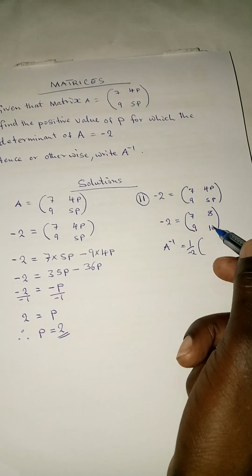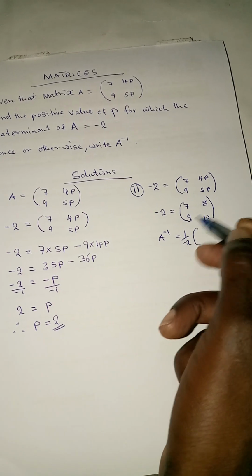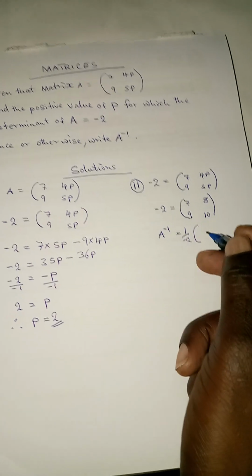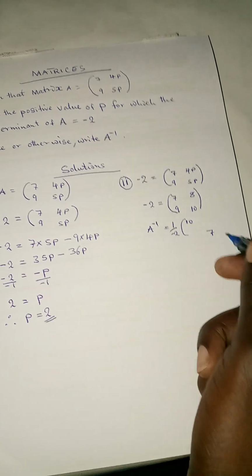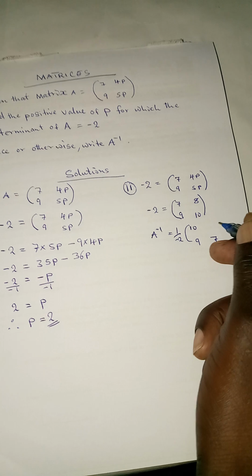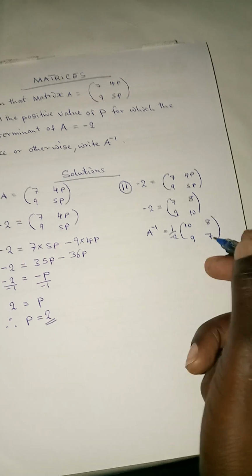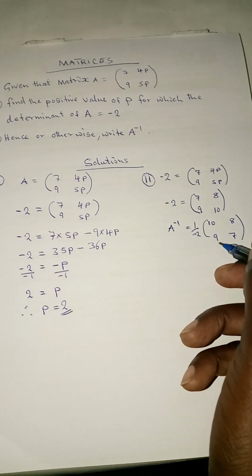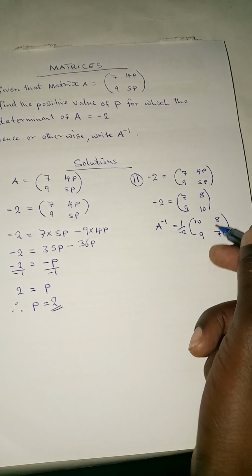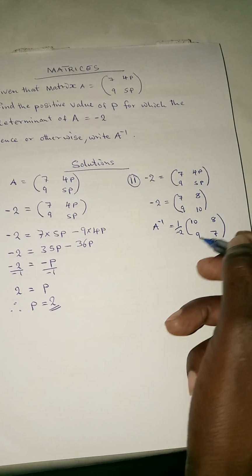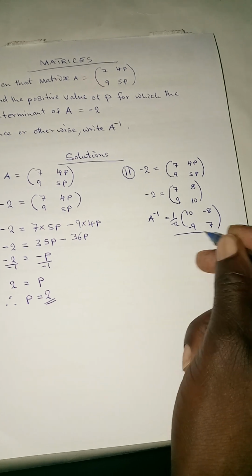For the adjoint, these numbers we swap them. 10 will come here, 7 will come there, but the ones in the minor diagonal will maintain their positions. So we have 10 and 7 that side. Then here we have 9, and there we have 8. To conclude, the ones in the minor diagonal, 8 and 9, should change their signs. If they were positives, they should become negatives. So since they are positives, they will have negative signs like that. So there, you end.